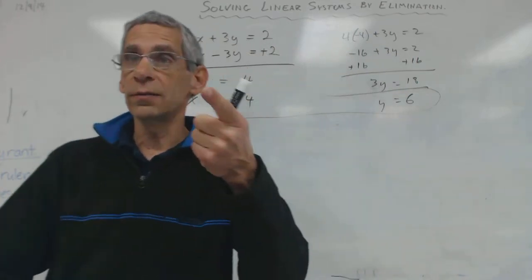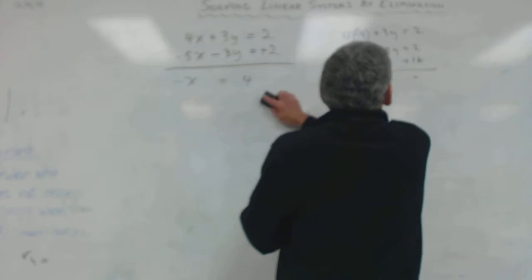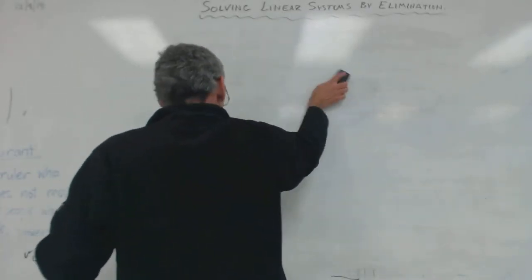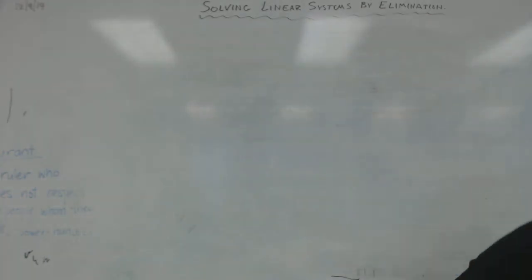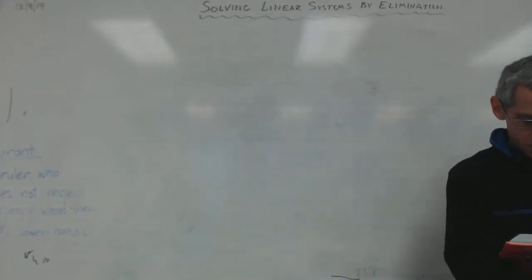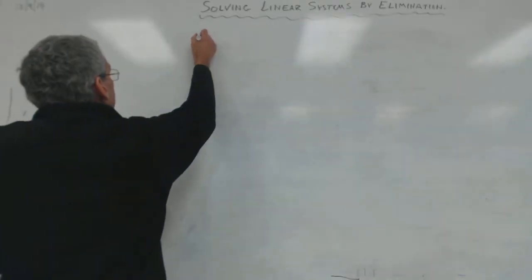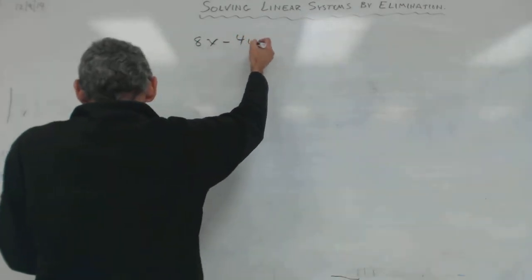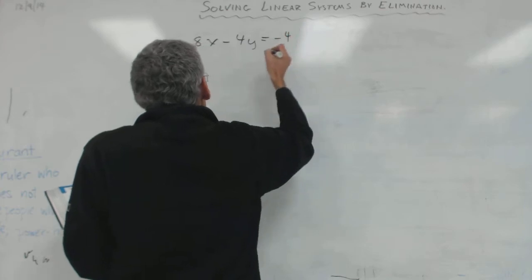Did you hear Mira's question? What happens if they're two different things? All right, so let's try that. Let's say we have this: 8x minus 4y. You should write these down in your notes because we're going much further than I expected today.